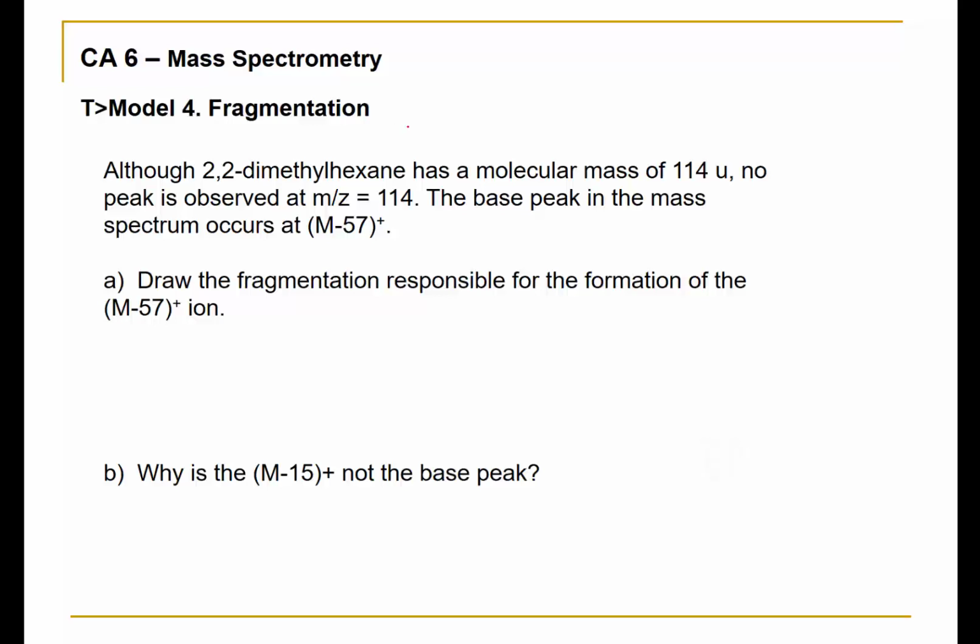So one, we'll need to actually draw out the structure. So we have a 1, 2, 3, 4, 5, 6 carbon chain, a hexane. There are 2 methyl groups on carbon number 2. We know that the mass of this is 114 atomic mass units, and we know that there's a base peak happening at M-57. So we're asked to draw the fragmentation responsible for the formation of M-57.